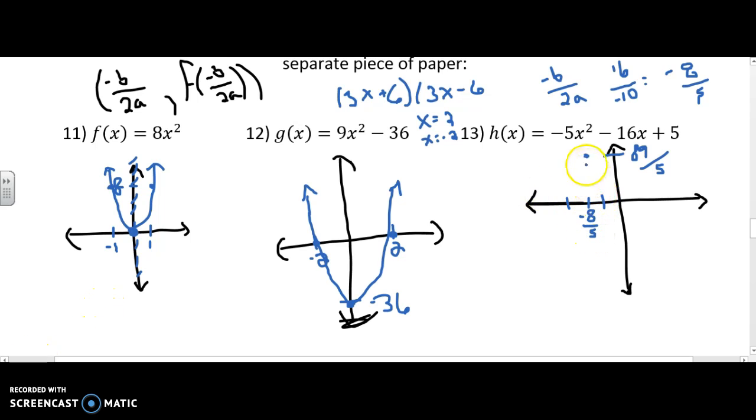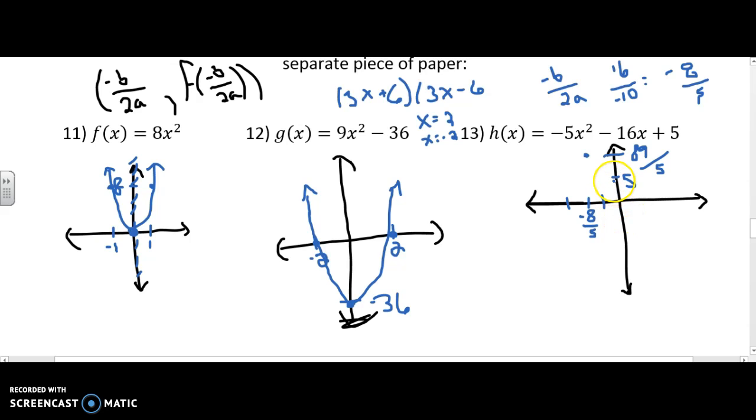Now, I want to pick 2 more points to get a general idea of what the shape of this quadratic is going to be. You do not necessarily have to pick points right next to your vertex. Just make sure you pick one on either side. In fact, for the sake of easiness, I'm probably going to pick the point 0, because when I plug 0 in, I'm going to get 5. Okay, so I know at 0, I'm going to get 5.